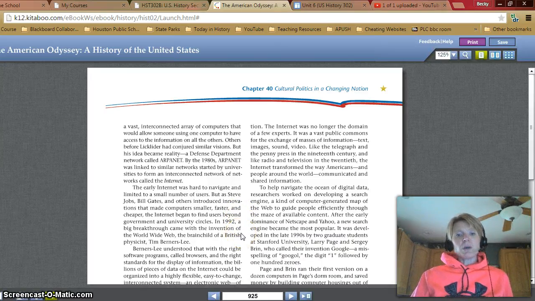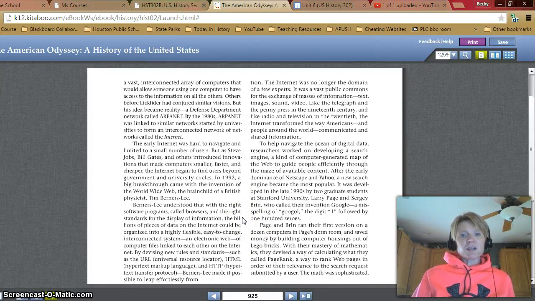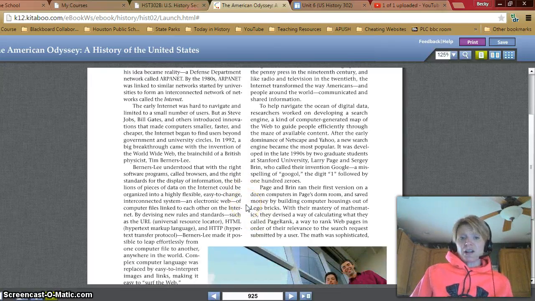In 1992, a big breakthrough came with the invention of the World Wide Web, the brainchild of the British physicist Tim Berners-Lee. Berners-Lee understood that with the right software programs called browsers and the right standards for the display of information, the billions of pieces of data on the internet could be organized into a highly flexible, easy to change, interconnected system.